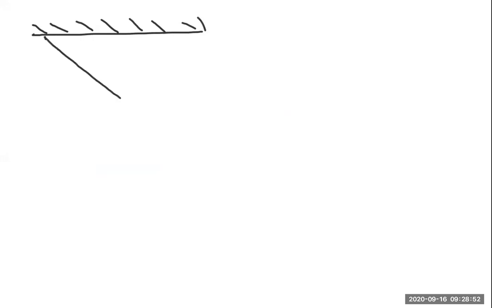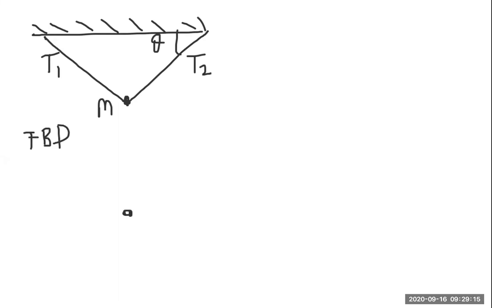So there is a string here, point object here, and another string here. This angle is given as theta, this is m. They are telling me that tension here is T2, tension here is T1. So when you draw the FBD of this problem, then you have to draw T2, T1. Yes, so this is correct.